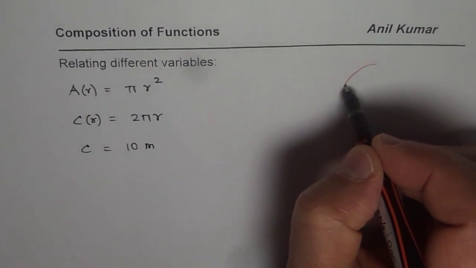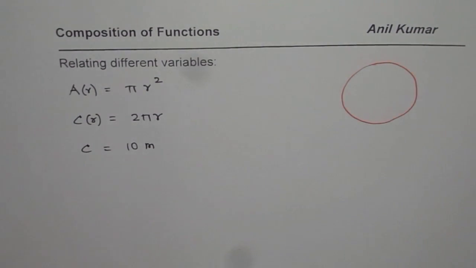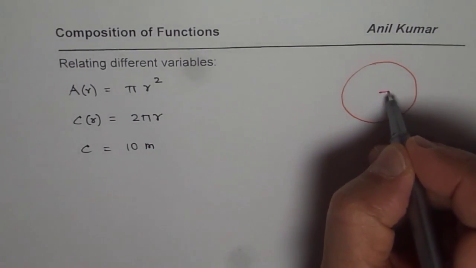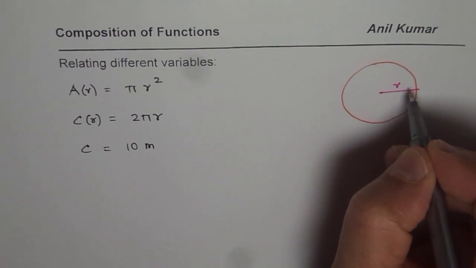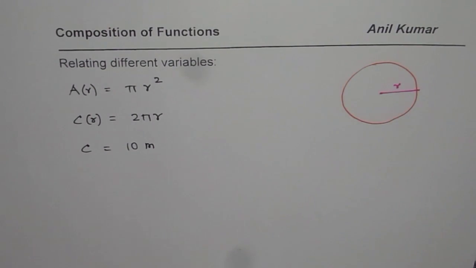So if you have a circle, then you know that the area of the circle is related with the radius. So let's say this is the radius. Now the idea is, if you know the whole length around the circle, then what is the area? How do we relate that? And that we could do with the help of composition of functions.